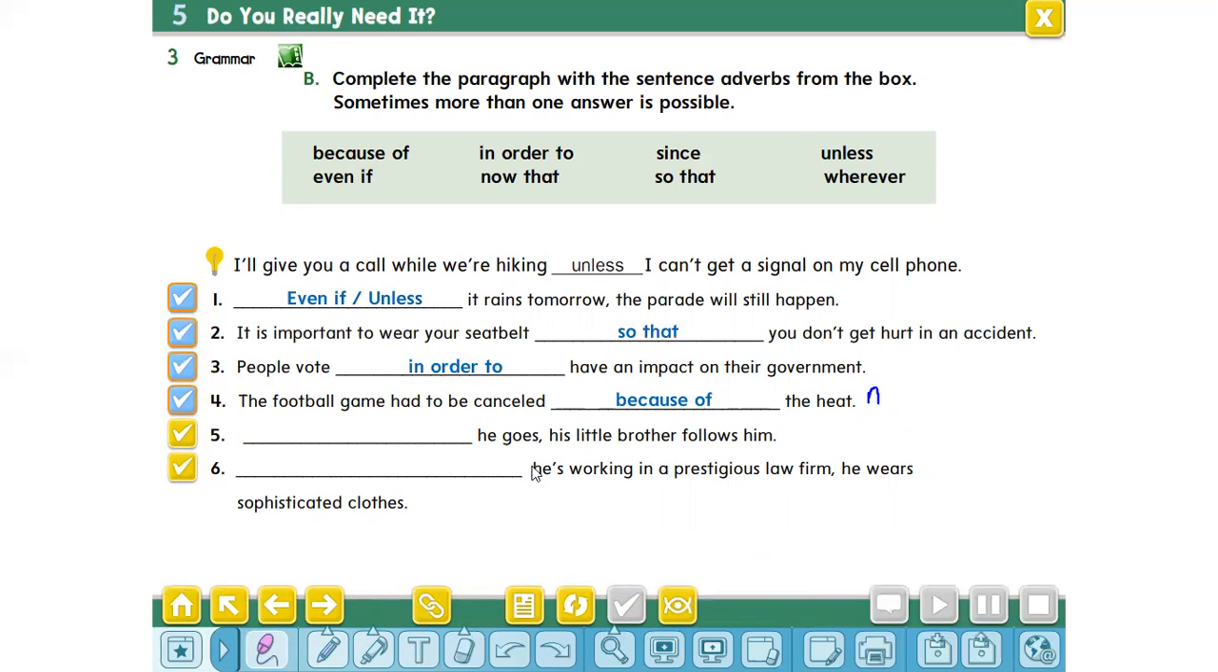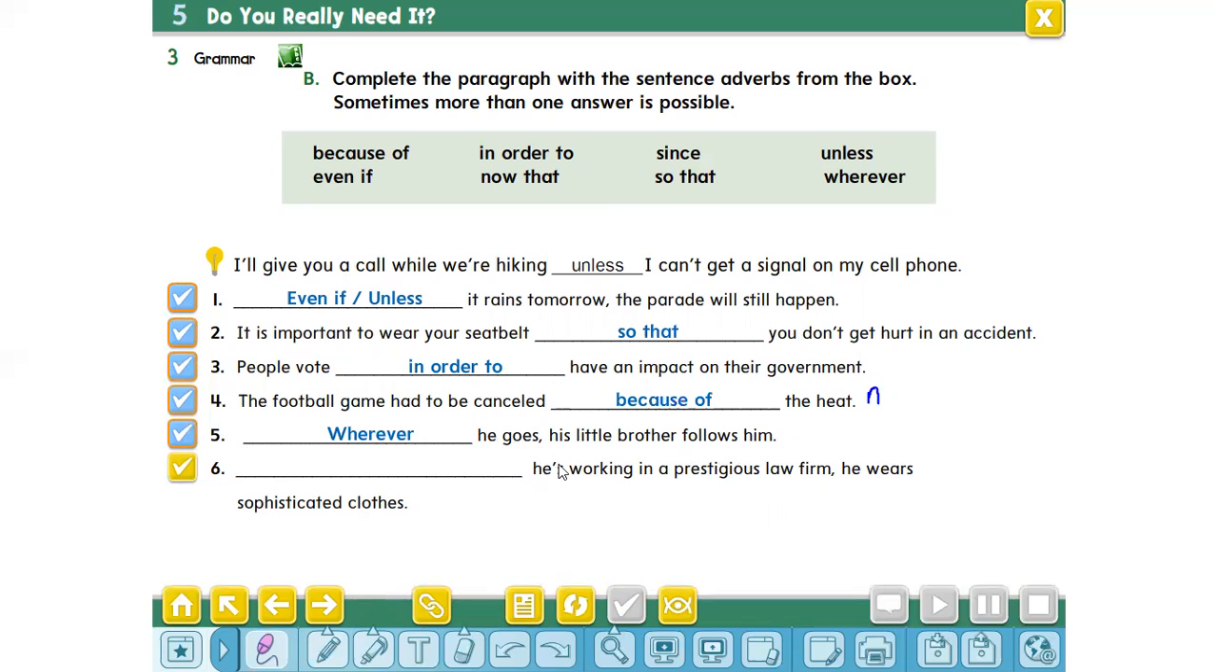Number 5, he goes, his little brother follows him. We need information about places. Very good. So we will use wherever. Wherever he goes, his little brother follows him. And don't forget the comma.